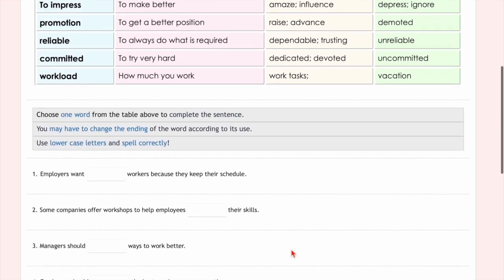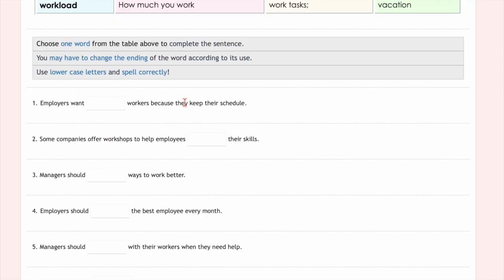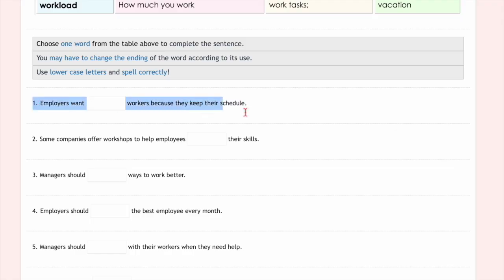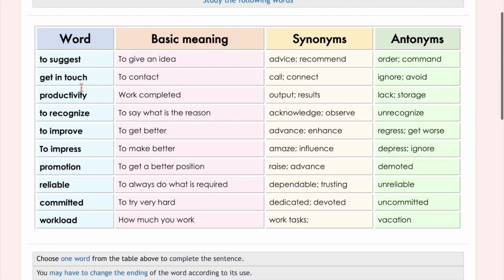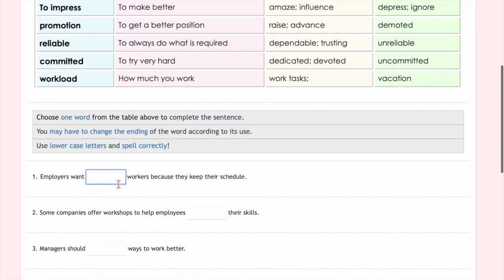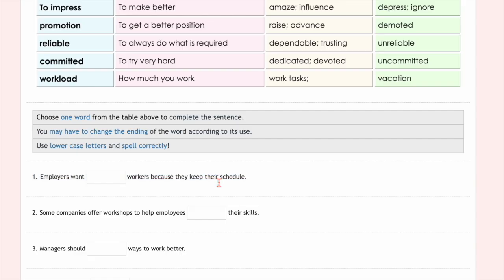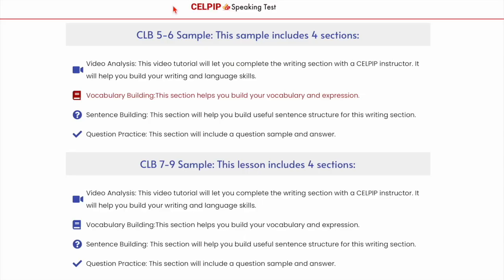more importantly, it has this great exercise where you read the sentence, and you choose one word from the list to put in this sentence to complete it. Great exercise to improve your vocabulary.